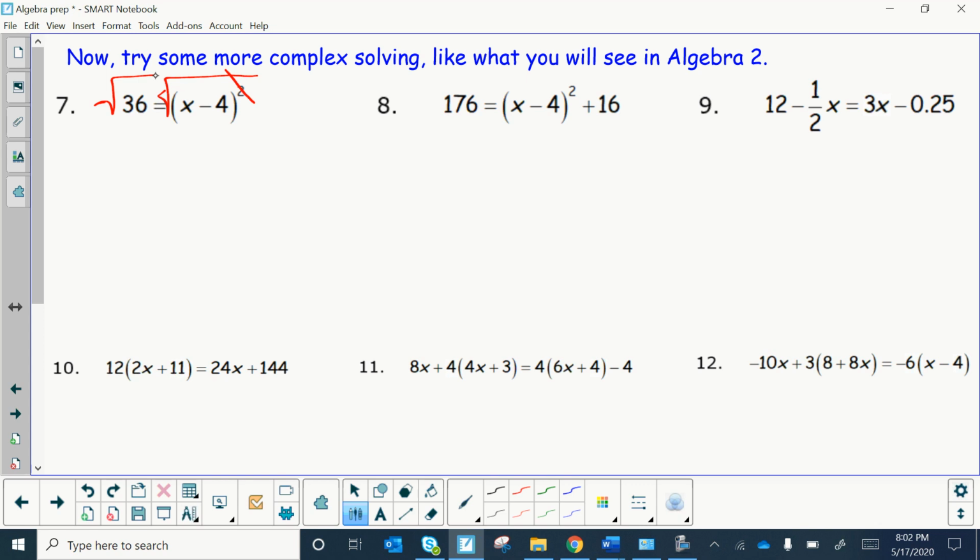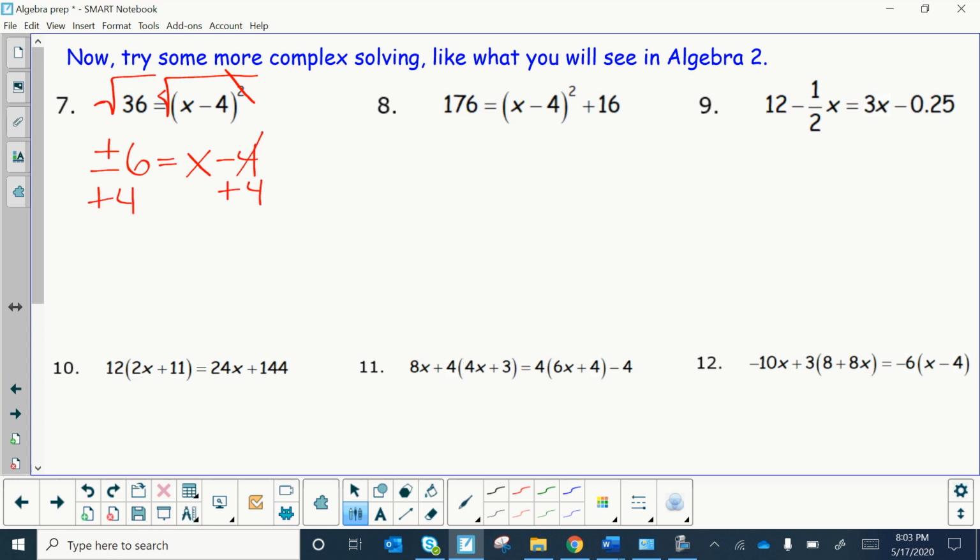Okay. So over here, remember, I'm going to have the square root of 36 is positive and negative 6, and that's going to equal x minus 4. Okay, because I got rid of the squared. So then I'm going to add 4 to that.